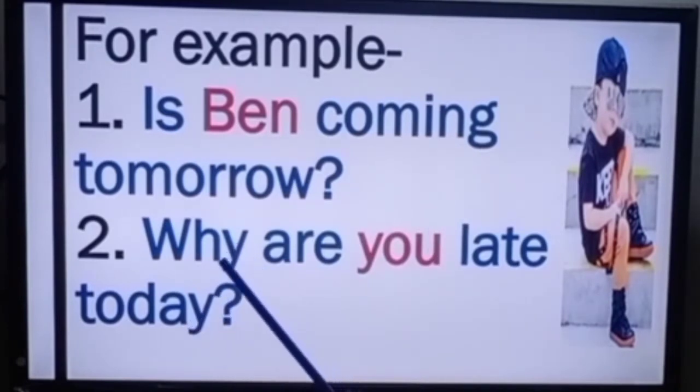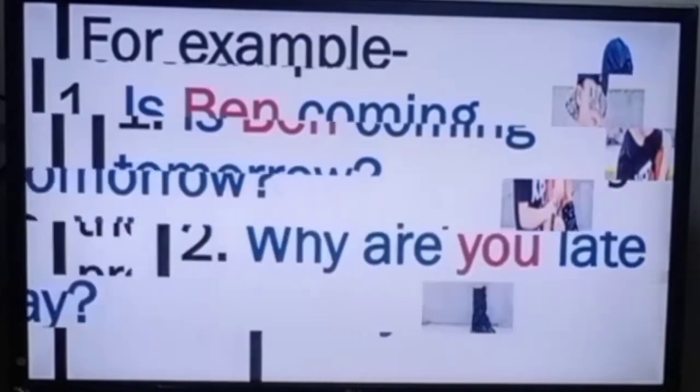Now in this sentence, why are you late today? You is the subject that is written after the helping verb are. So you can see that the placement of you, that is the subject, is after the verb. Right?